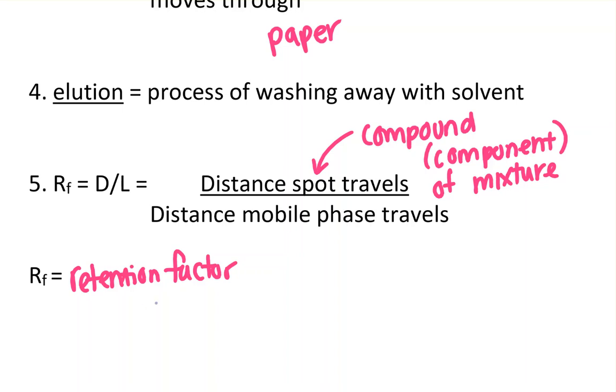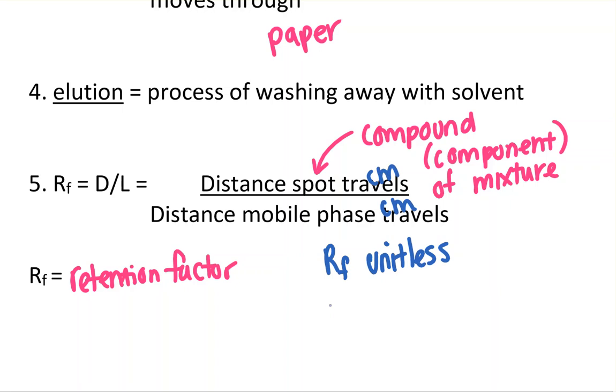Two things I want you to know about the retention factor besides the math. The retention factor is unitless. In other words, we're going to be making measurements in centimeters, but because it'll have centimeters over centimeters, it comes out just a number. And the other thing is that it's always less than 1. In other words, it will always be like 0 point something something. Ours will have 2 sig figs probably. That's because the number on top has to be smaller than the number on bottom. And we'll look at a chromatogram and see why that's true.